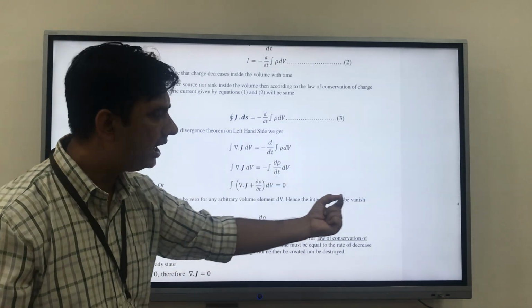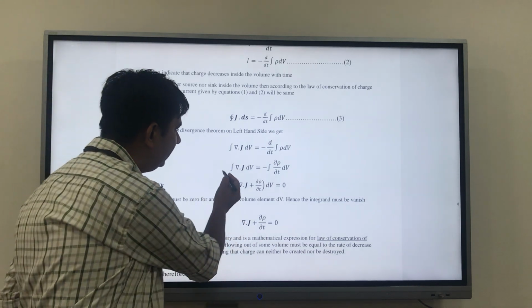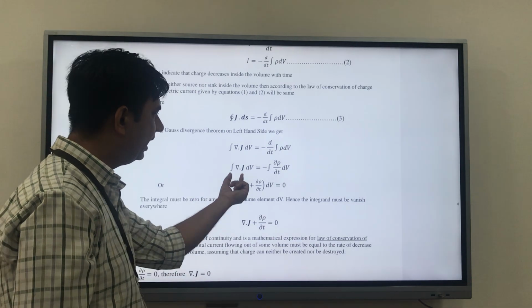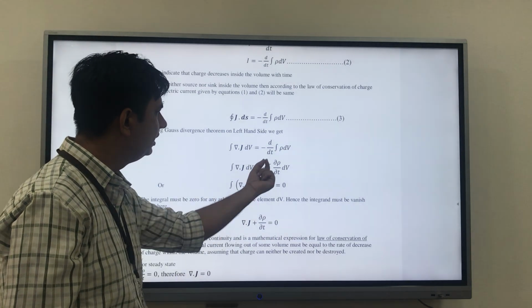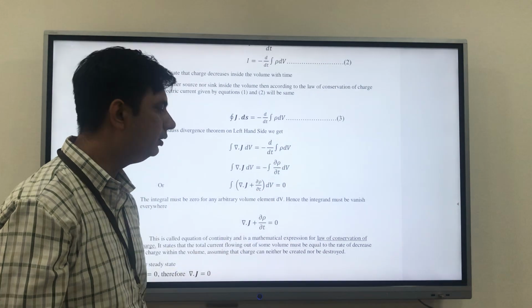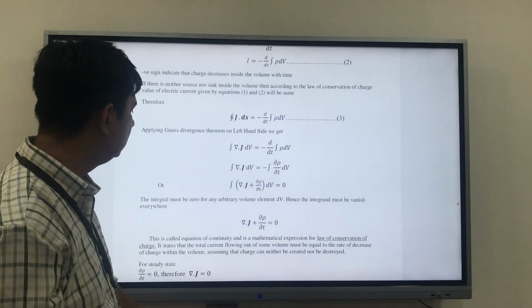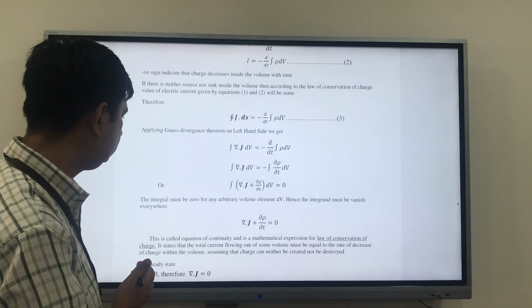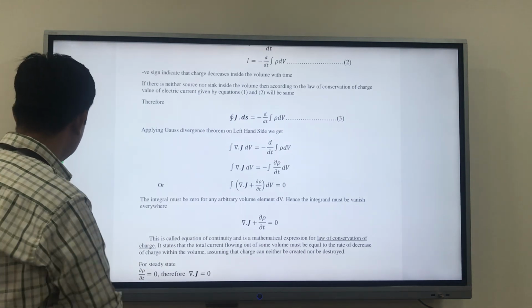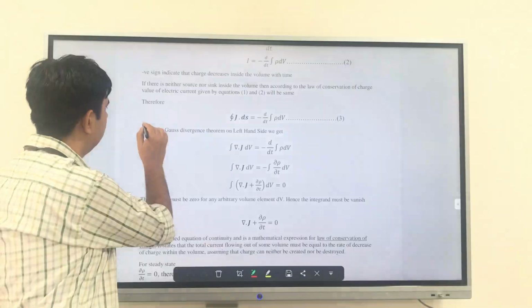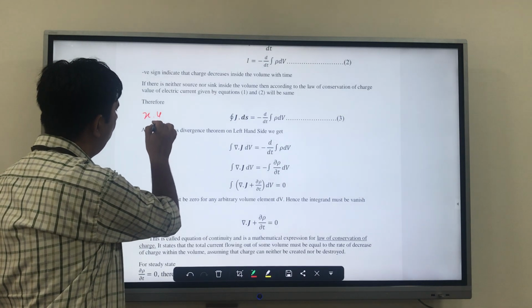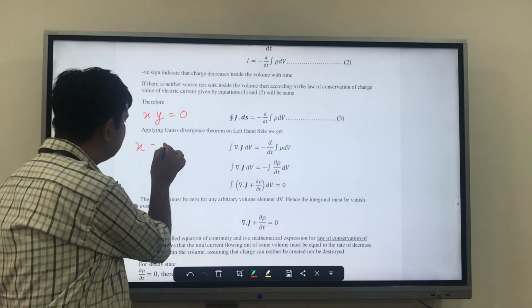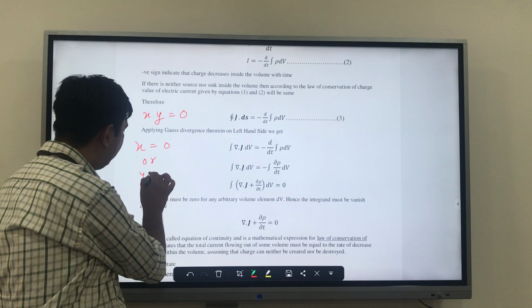we will take dv and the integration outside, because we have integration and dv on both terms, so we can take them out. What we are left with is the integral of del dot j plus curly rho by curly t, into dv, is equal to 0, and the integral must be 0 for arbitrary volume. Okay, so what will happen? What have we learned? We have learned that if x dot y is equal to 0, that means either my x is 0 or my y is 0.